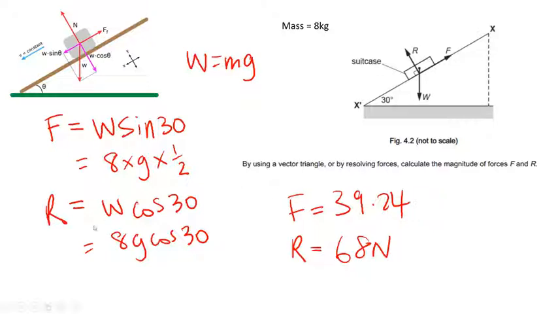R is equal to W cos 30, and you know W is mg, so that is equal to 8g times cos 30. You should get R is equal to 68 newtons.